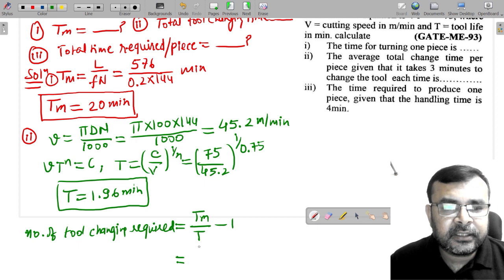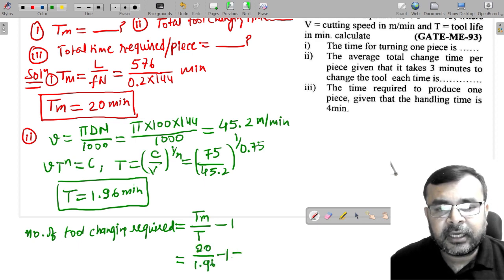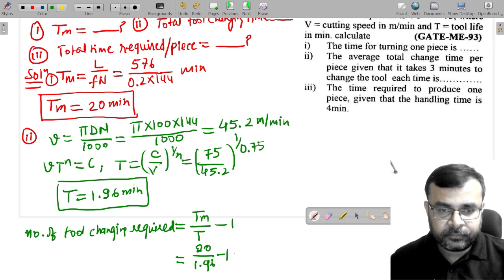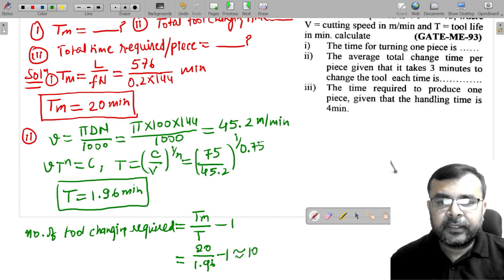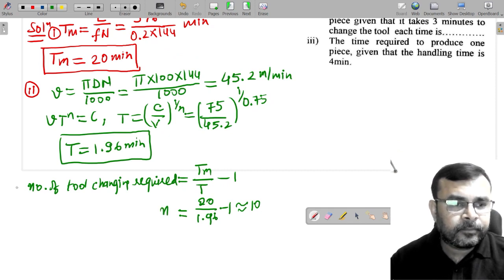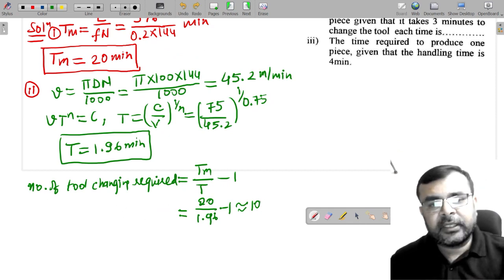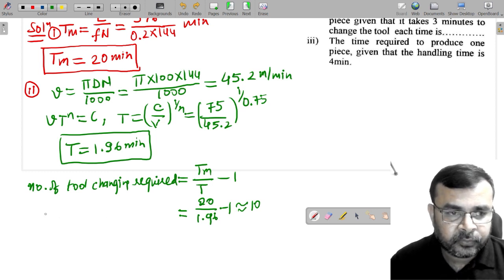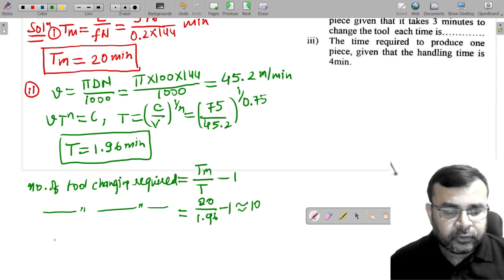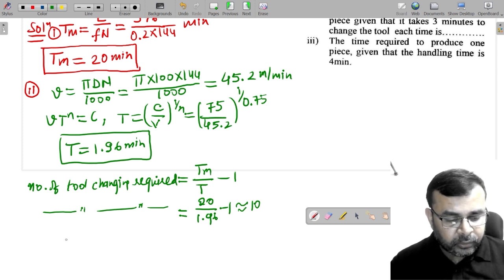So now you can see this is 20 by 1.96 minus 1, and after simplifying this, here I am getting approximately 10. Correct? So the number of tool changes required, let's say this is n, will be 10. Now we need to calculate the total tool changing time required.